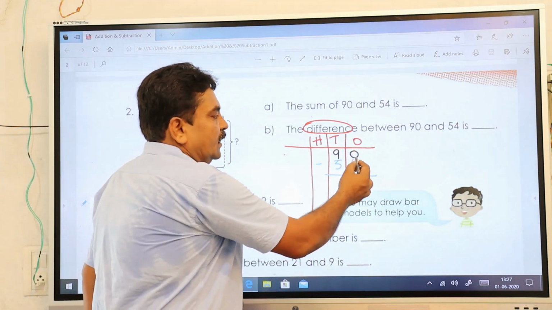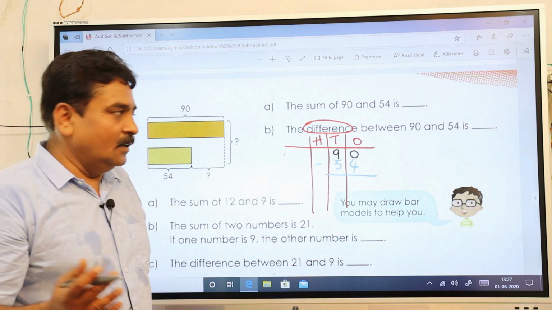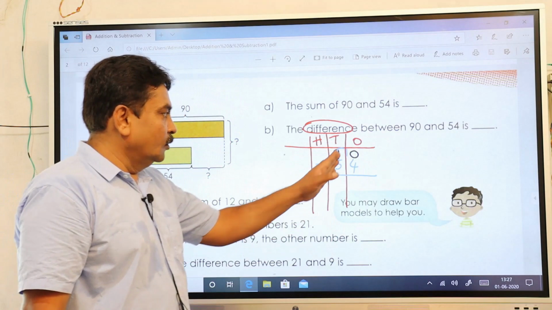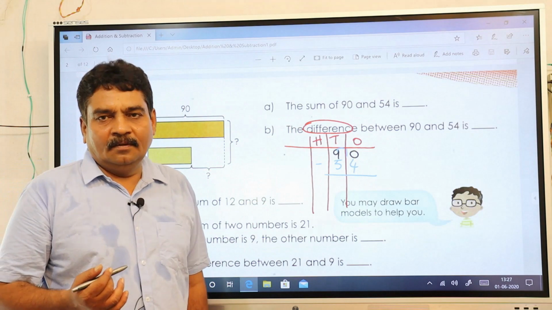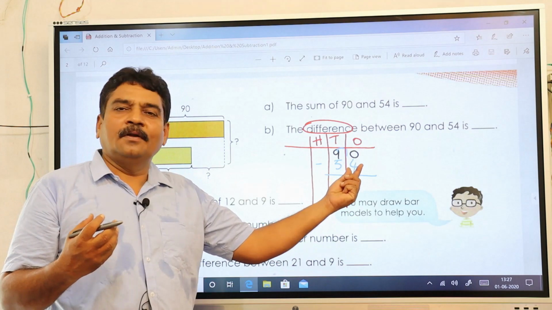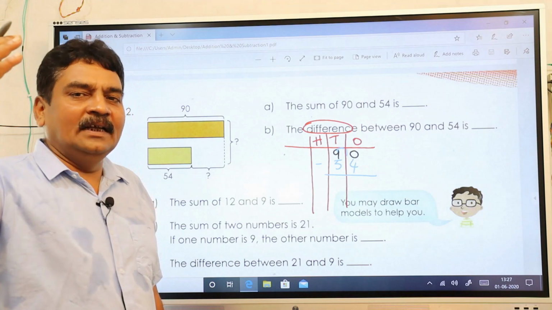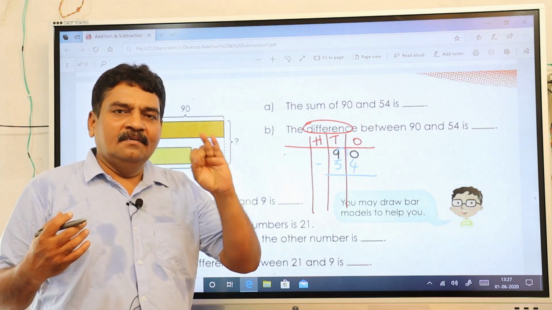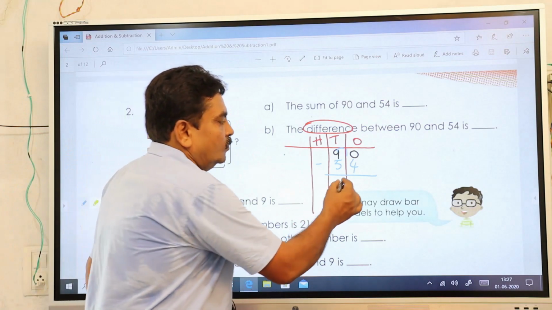Here is 0 and here is 4. So you cannot take 4 from 0. So you are going to carry one number, then it becomes 10. So 10 and 4. I told you, whenever you are subtracting, take the smaller number into your mind first. 4 is the smaller number. You consider that first and then start counting till you get the required number, that is 10. So 4, after that 5, 6, 7, 8, 9 and 10. How many? 6. So 6.